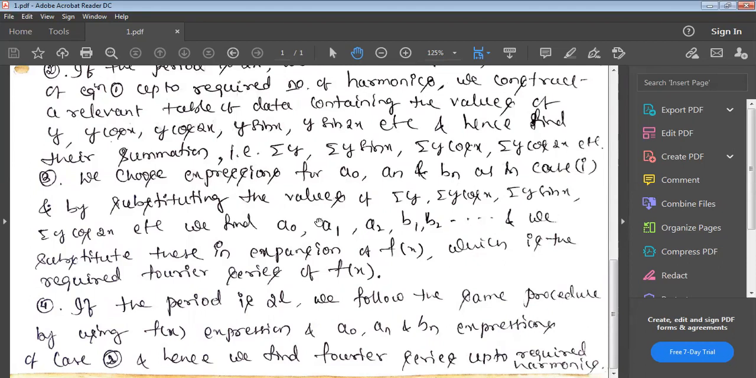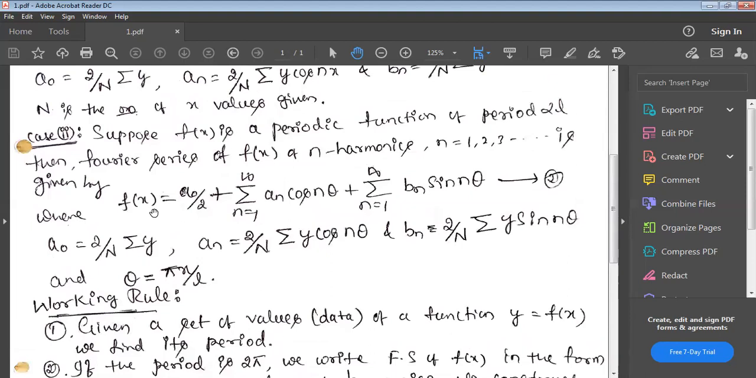Suppose the problem is a periodic function of period 2L, then what happens? It is again the same procedure we follow, but instead of x, I'm going to use theta, where theta is pi x by L. And we use the formula of f of x given in equation 2 and the formula for a naught, a n, b n. As in case 2, we prepare a table, find the summation value, substitute here and simplify.